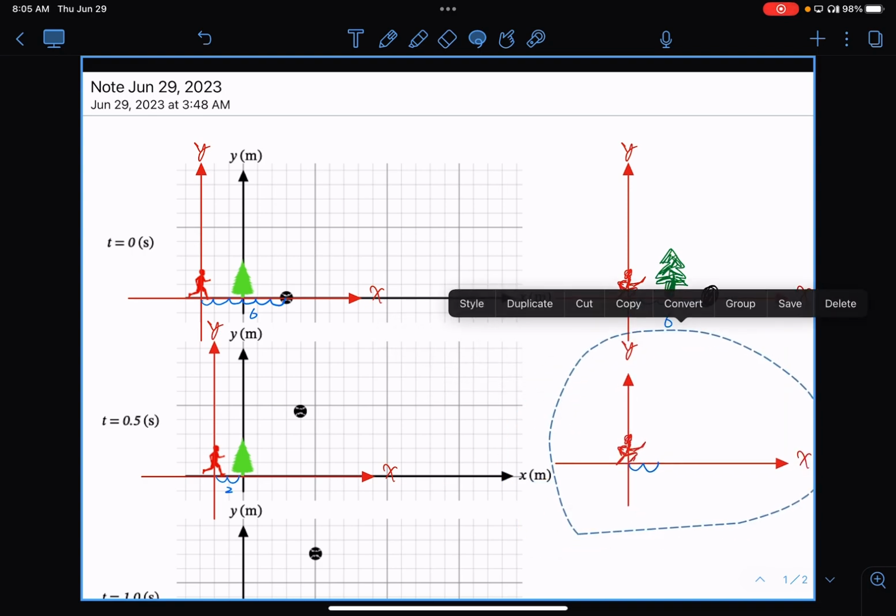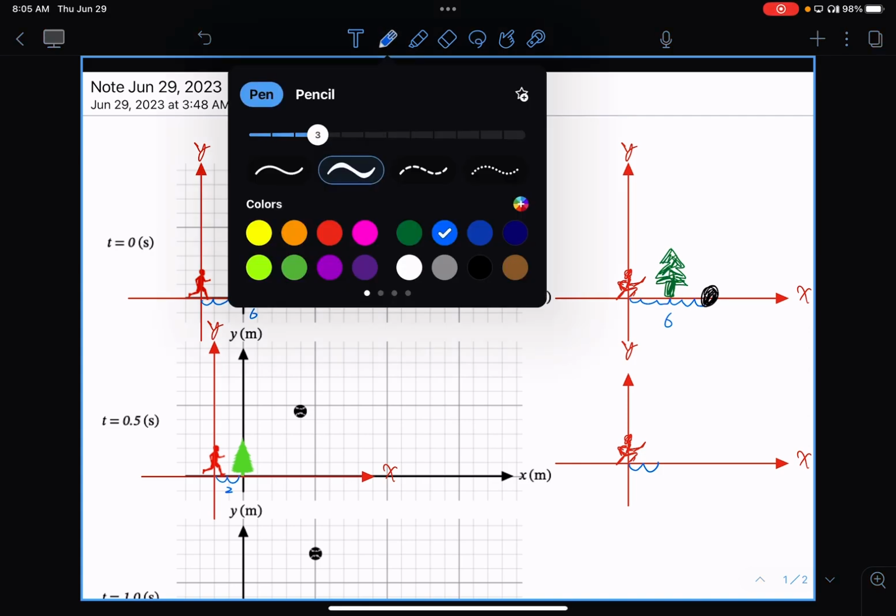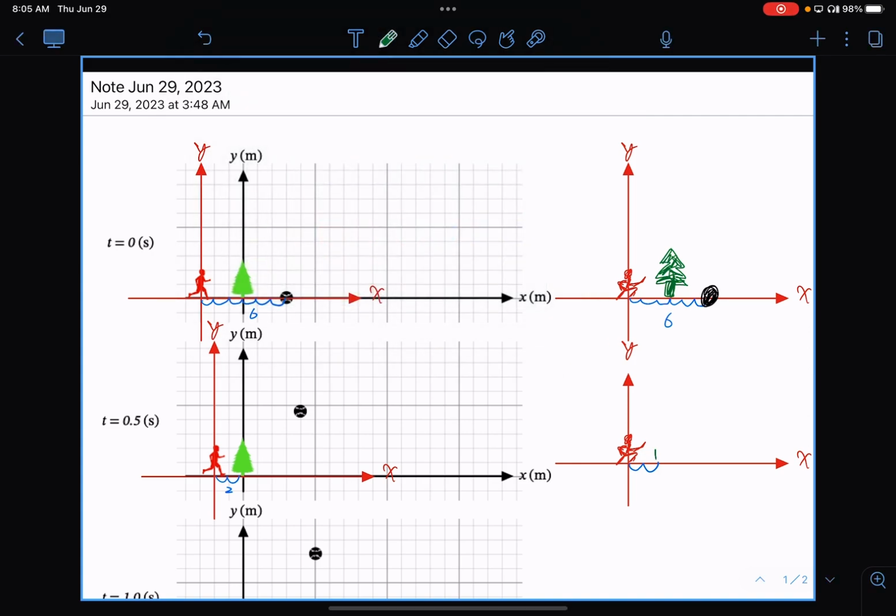Okay, so now I can compare and see that the tree is getting closer to the boy, and indeed it is, because we can see that in the tree's frame, the tree and the boy are indeed getting closer. The distance between two objects should be frame independent. It's always the same, no matter who is watching. Okay? And the y position of the tree is just 0, so we're done with the tree.